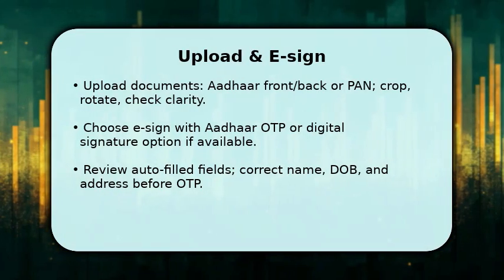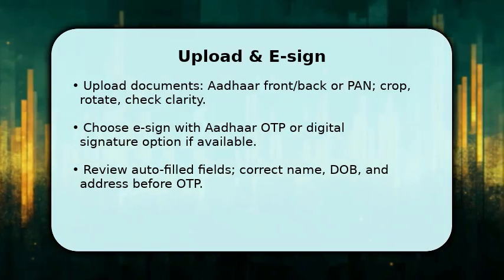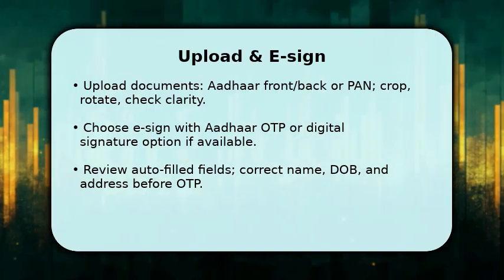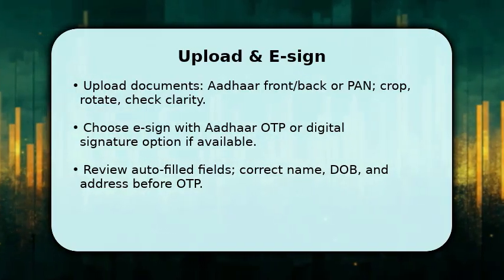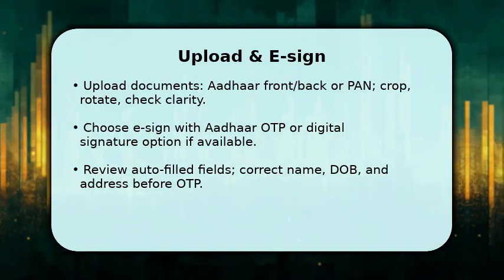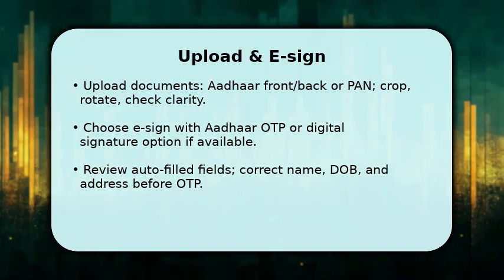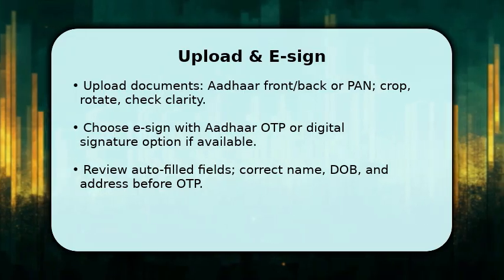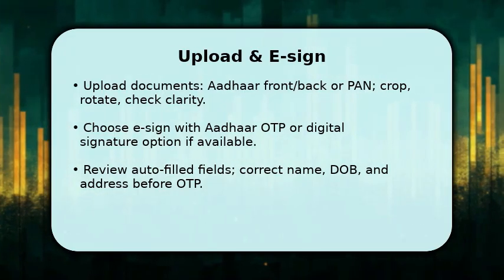You now upload documents and perform e-sign. Select Aadhaar or PAN upload, then crop and confirm readability. This prevents manual rejection. Once the system validates images, choose Aadhaar e-sign. You'll receive an OTP on your registered mobile. Enter it to complete electronic consent.